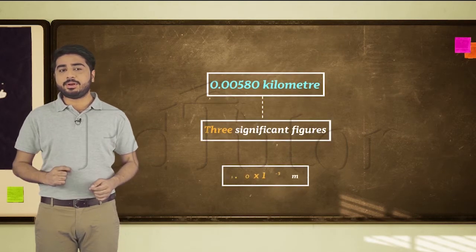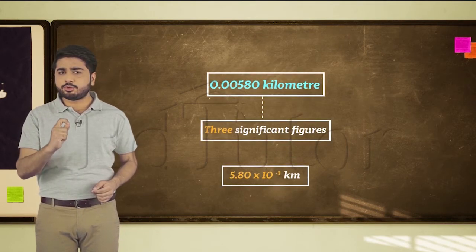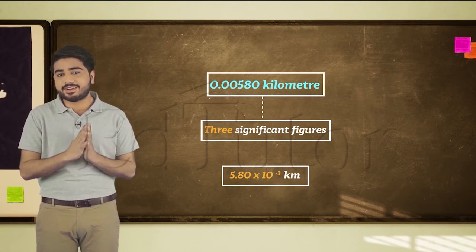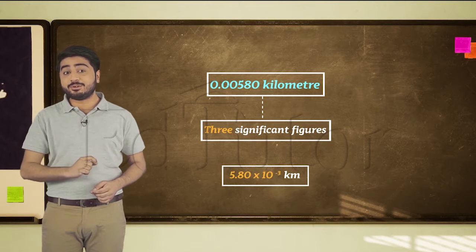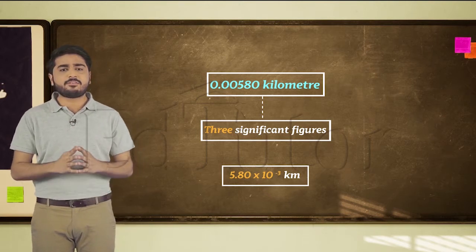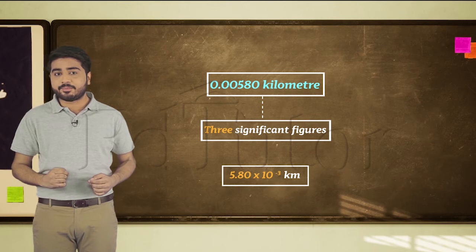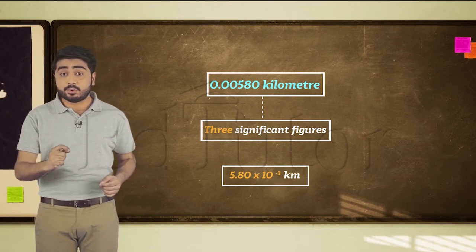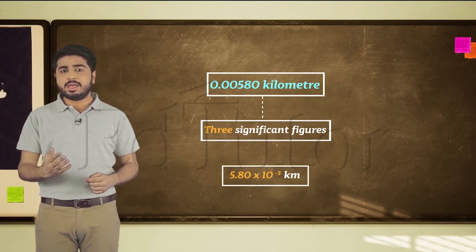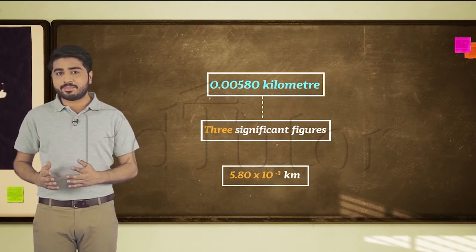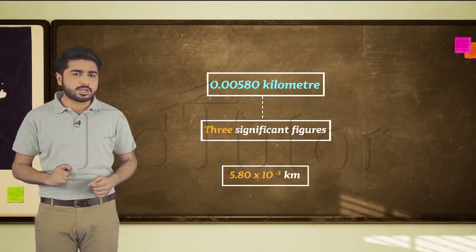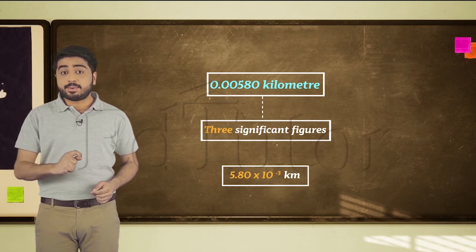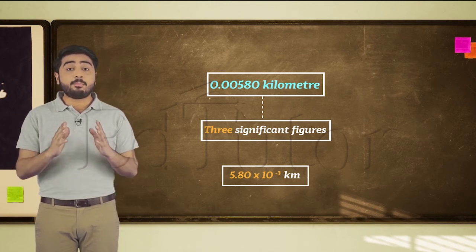For the next example, we have the number 0.00580 km. I am sure most of you have already figured this out. The first 2 zeros are not significant because they have been used to space the decimal point. The digits 5, 8 and the final 0 are significant. Thus, there are 3 significant figures. If we come to the scientific notation, it can be written as 5.80 multiplied by 10 raised to the power minus 3.